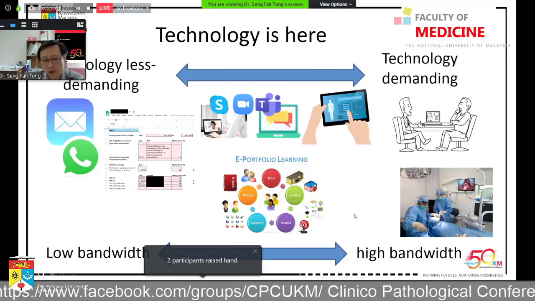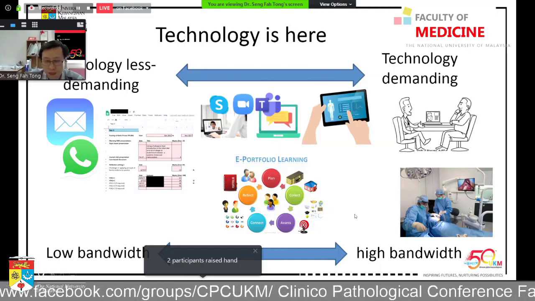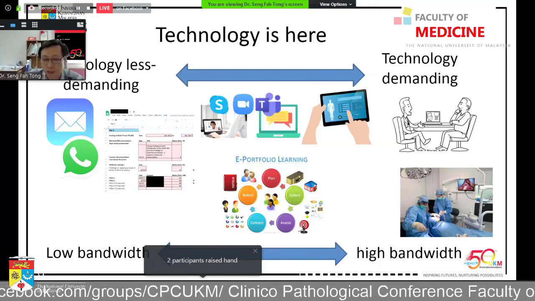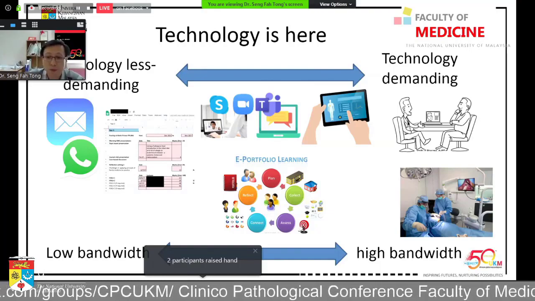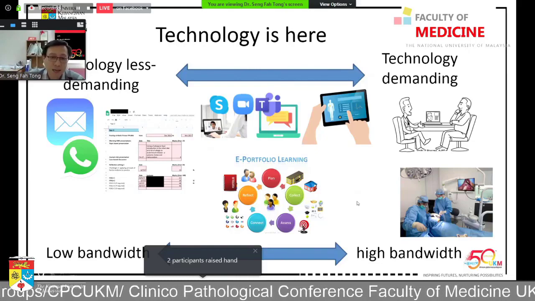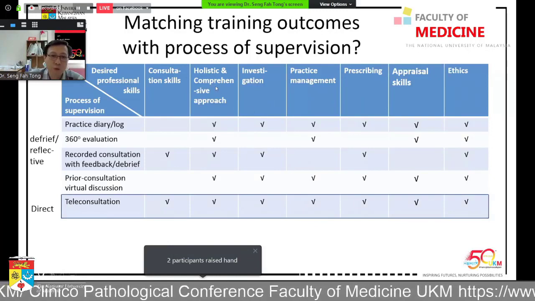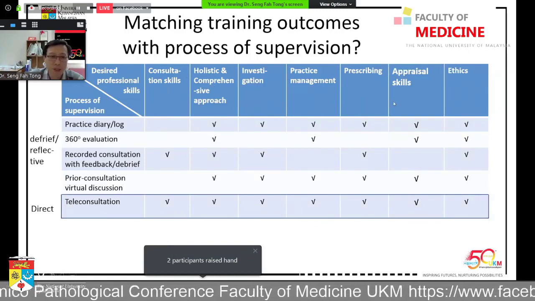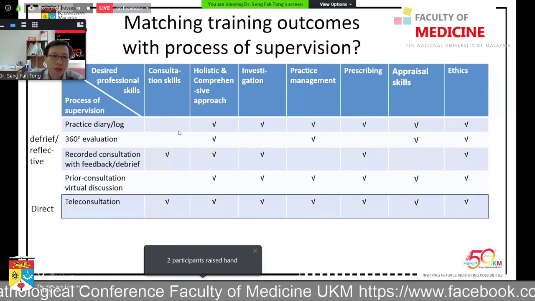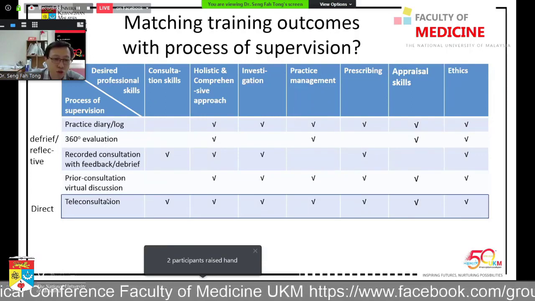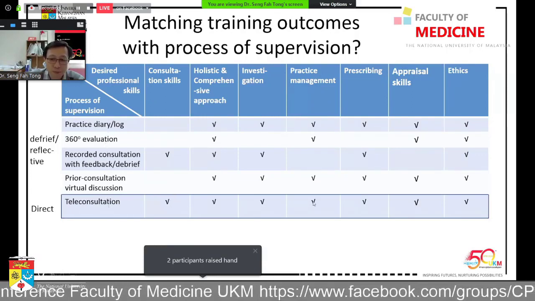So I think because of camera and internet, good internet facilities, all these are made possible, okay? So it's just how we can design it in a way. So this is how we match what we want in our outcome, or the desired professional skills that we want, with the method that we are going to choose. So we'll see how it can be covered.